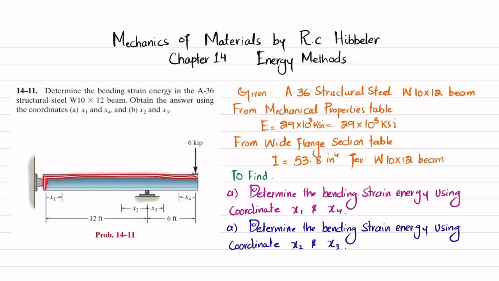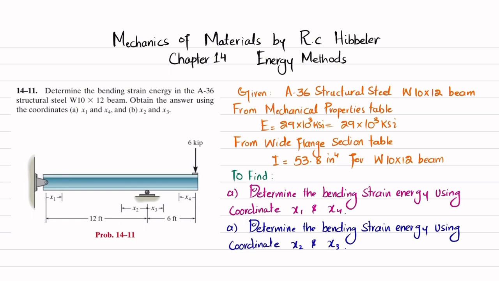So you can see this is the beam W10 by 12. At this point there is a pin support, at this point we have a roller support, and at this end we have a 6 kips load. Clear? The total length of the beam is 18 feet. From the table of mechanical properties for A36 steel, E is 29 times 10 to the power 3 ksi, and from the wide flange section table, the moment of inertia for this beam is 53.8 inch to the power 4. I will show you it later.